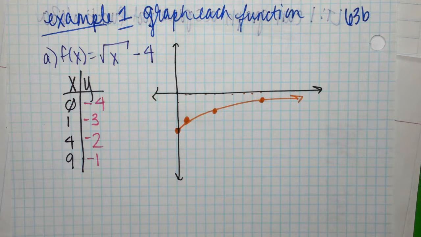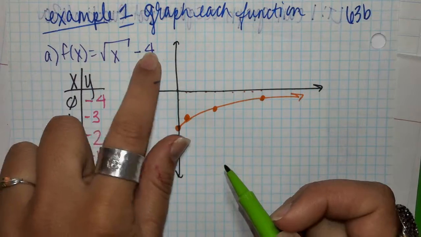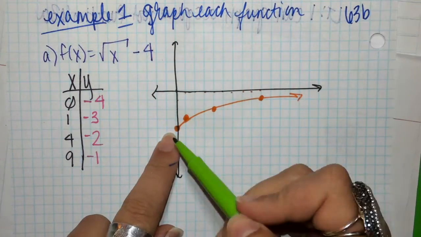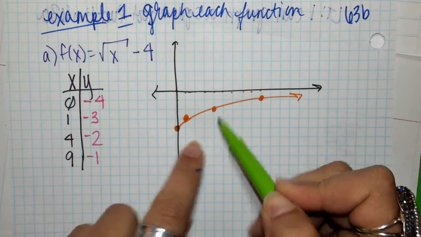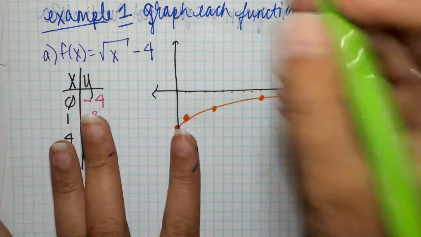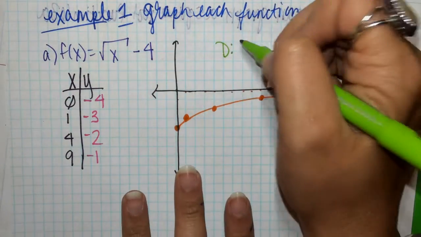The next time, you would plot your vertex of 0, negative 4. And then you would go right 1, up 1. Right 4, up 2. Right 9, up 3. Now let's talk about domain this time.